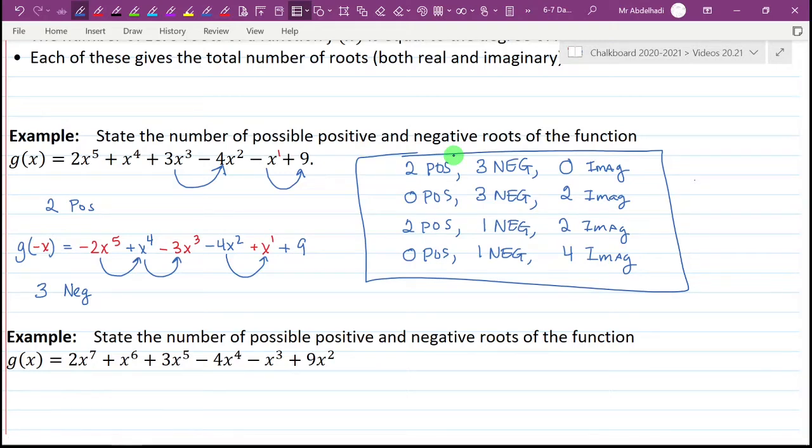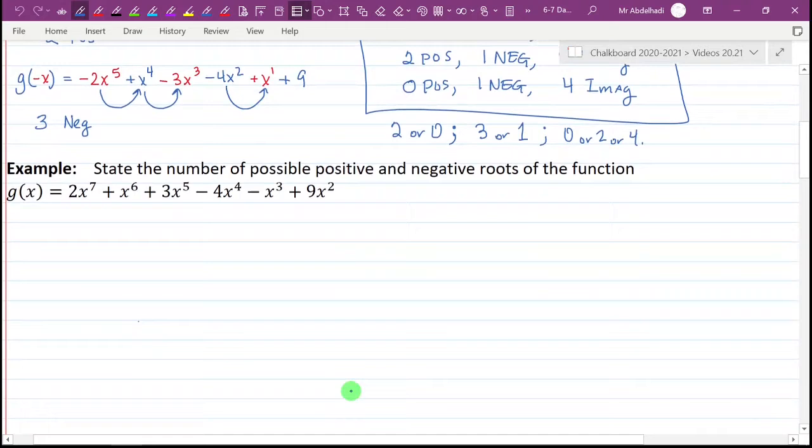I think in the answer key for the homework, when you look at the homework help tomorrow and you look at the answer key, what they do is they say something like, okay, the positive roots could be either 2 or 0. Then they put a semicolon between the answers. And the negative roots could be 3 or 1. They put another semicolon. And the imaginaries could be 0 or 2 or 4. I don't want you to write it this way for me. I would like you to write it the way I've written up here. It makes a lot more sense. But when you're checking your answer tomorrow, if you see this, it means the same thing. So just so you can understand what you're reading.